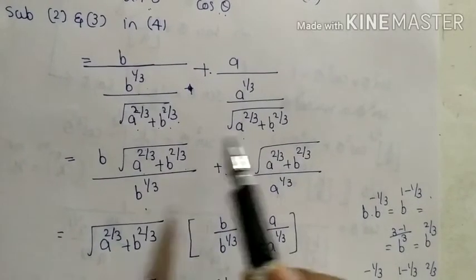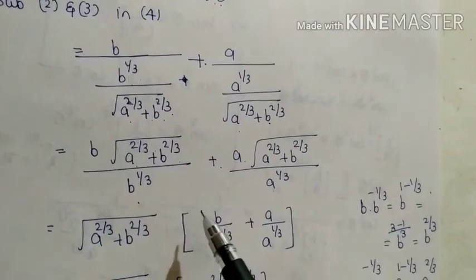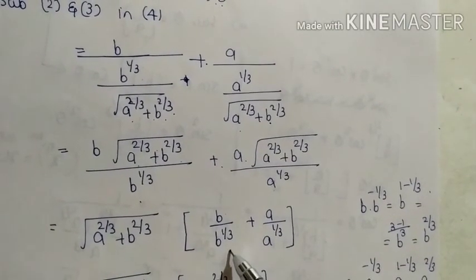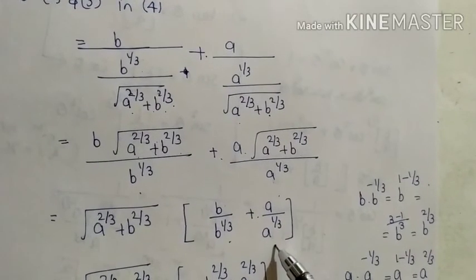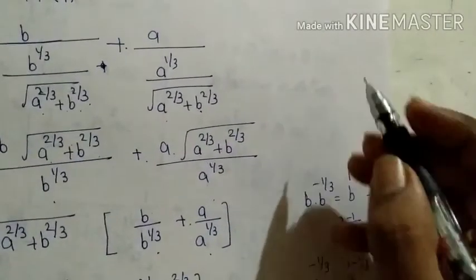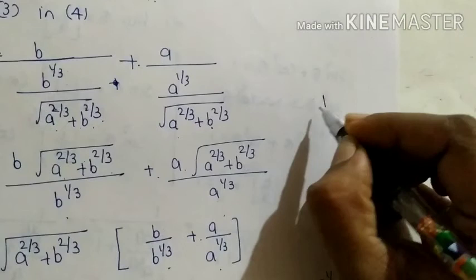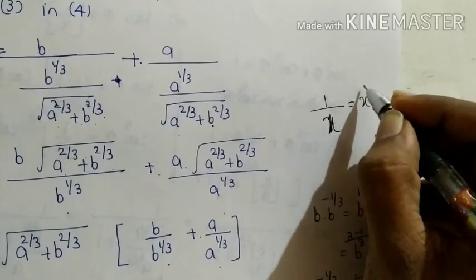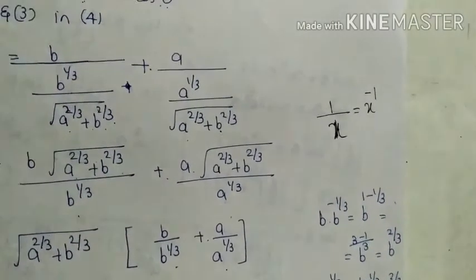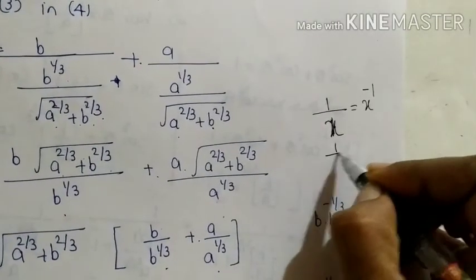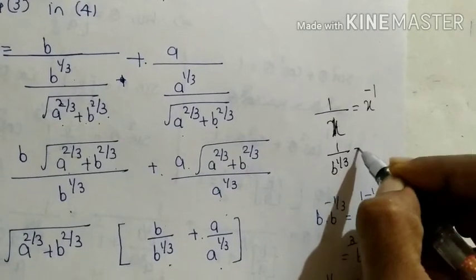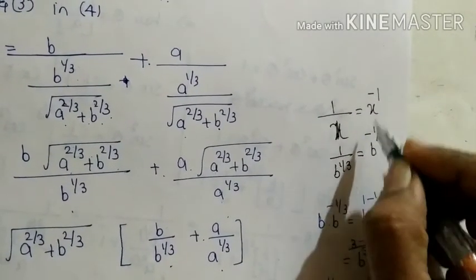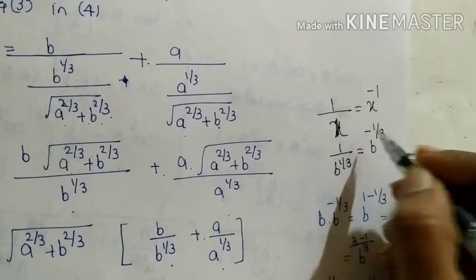Here these two terms are common, and taking them outside, here we get in brackets b by b raised to 1 by 3 plus a by a raised to 1 by 3. Okay, and we know that 1 divided by x can also be written as x raised to minus 1. Right, so here 1 by b raised to 1 by 3 can also be written as b raised to minus 1 by 3. Don't forget to write this minus sign.